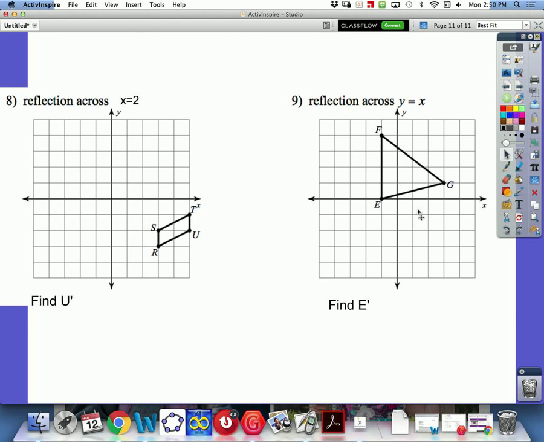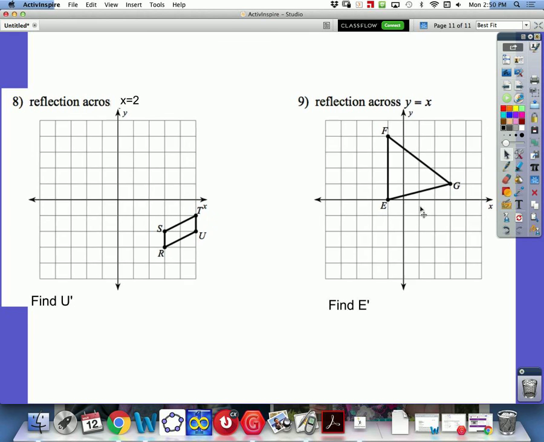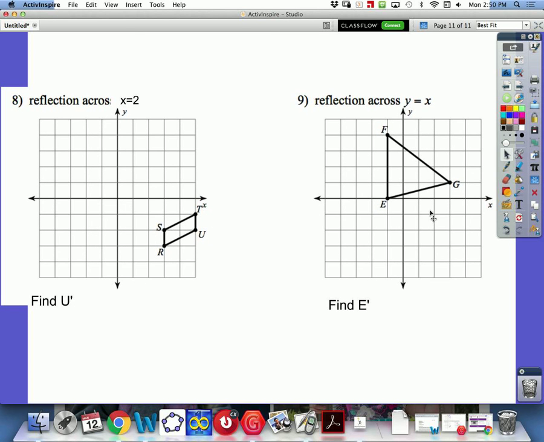Now the last thing you might need to be able to do is you need to reflect the shape, but they may just want one coordinate. They may not want you to draw the whole shape. Now a lot of you I know are going to try doing this in your head. Don't do it. Take the time to sketch this picture out.